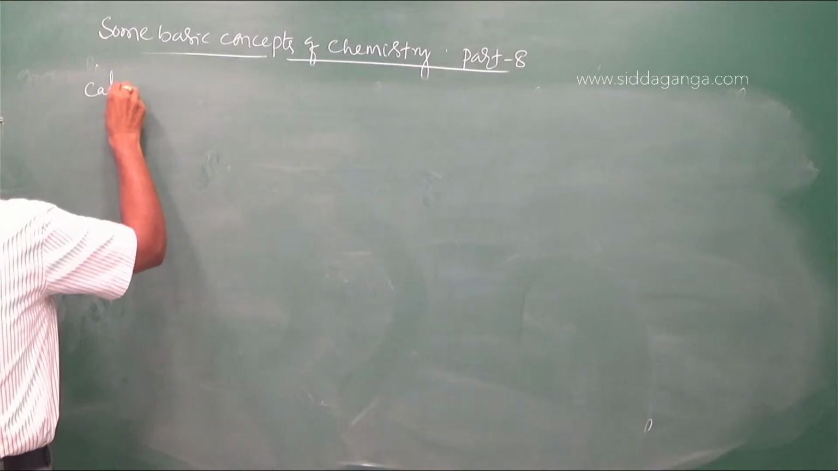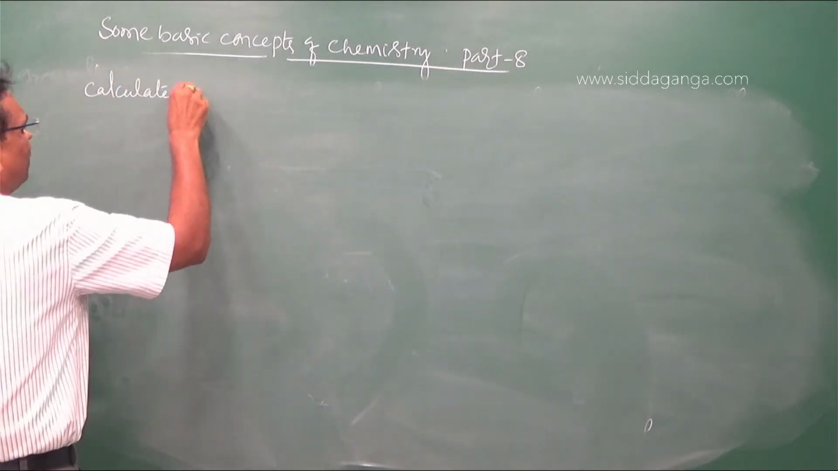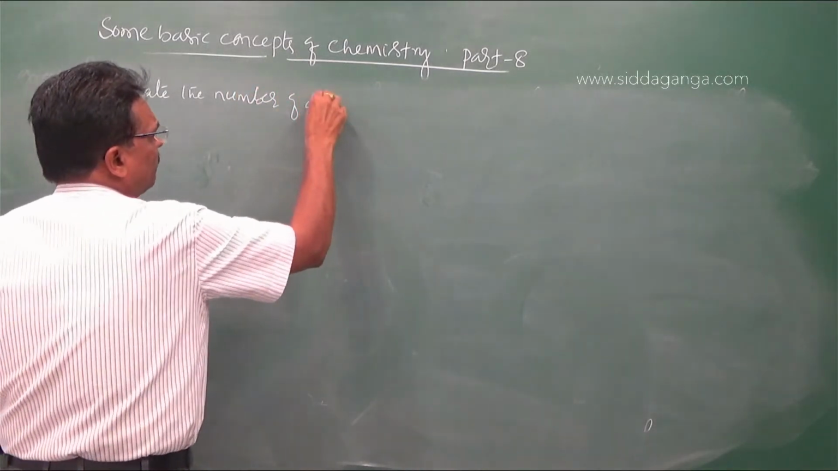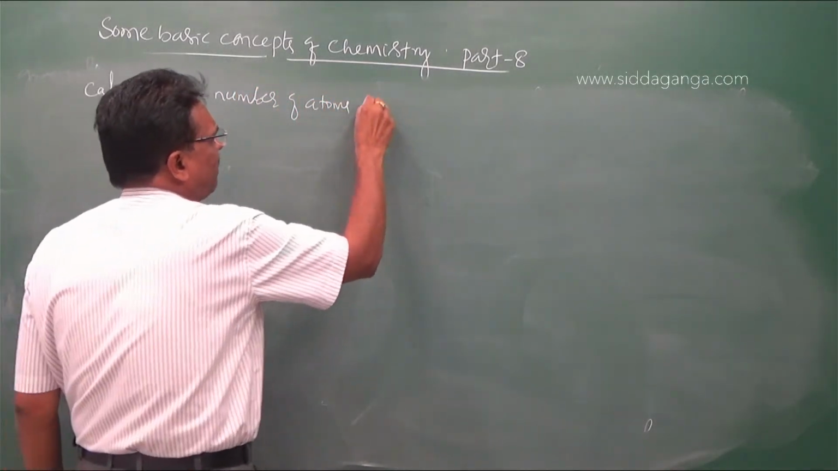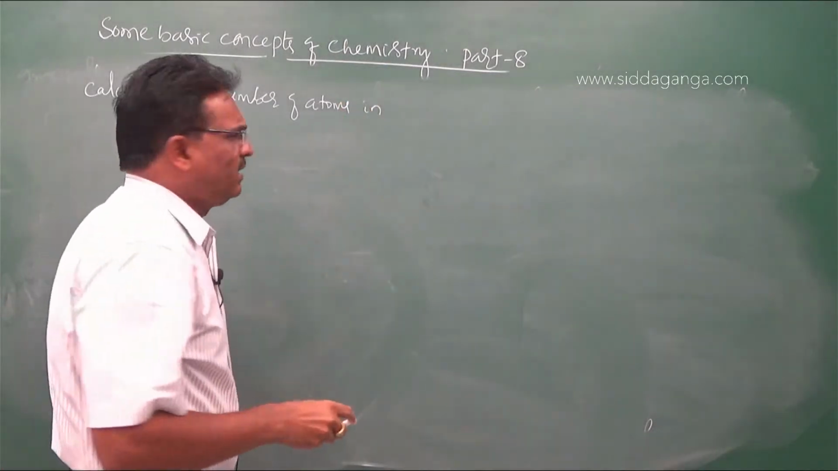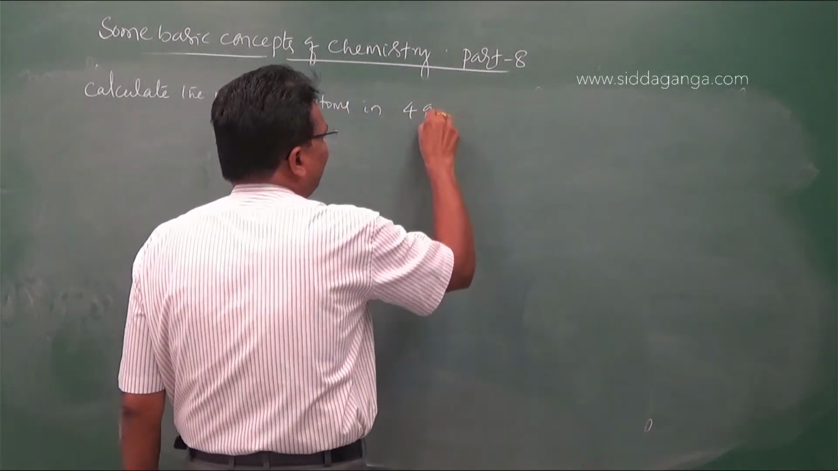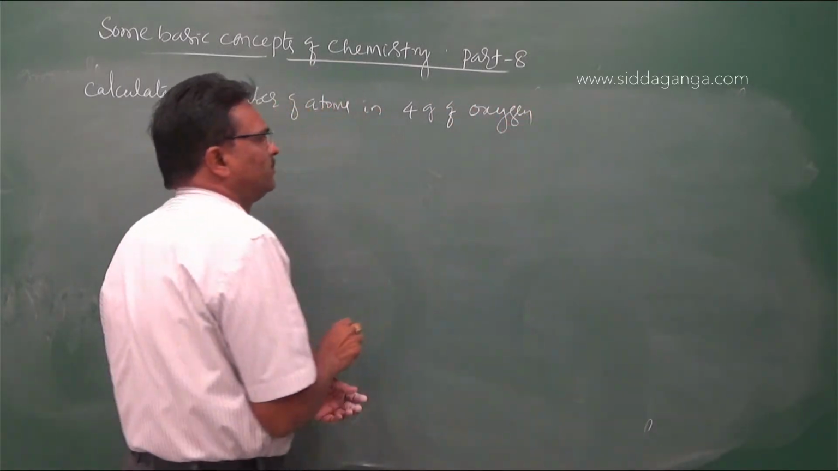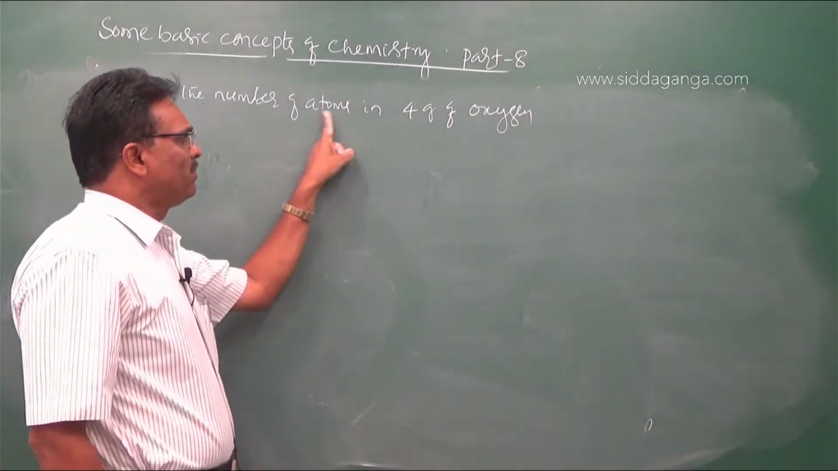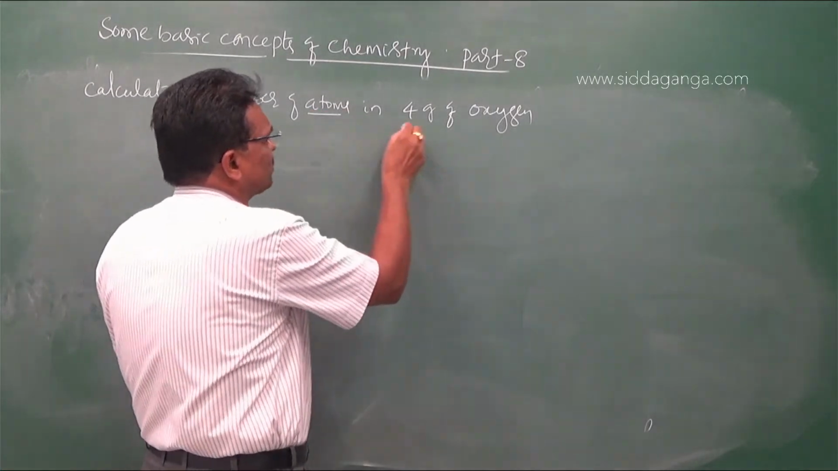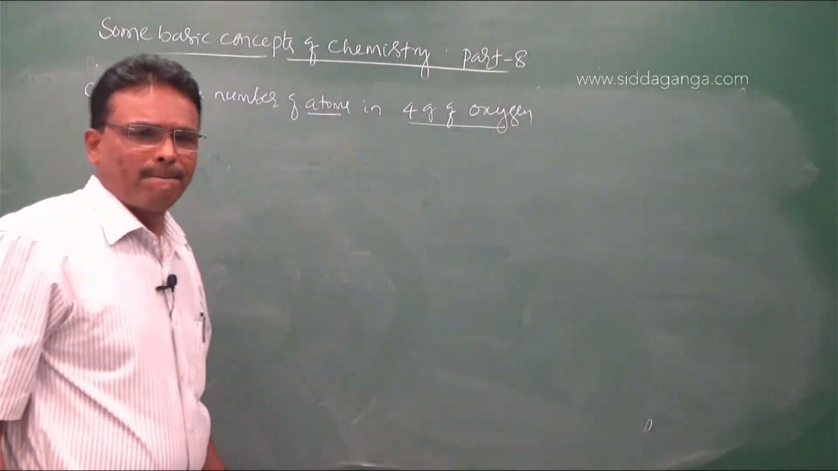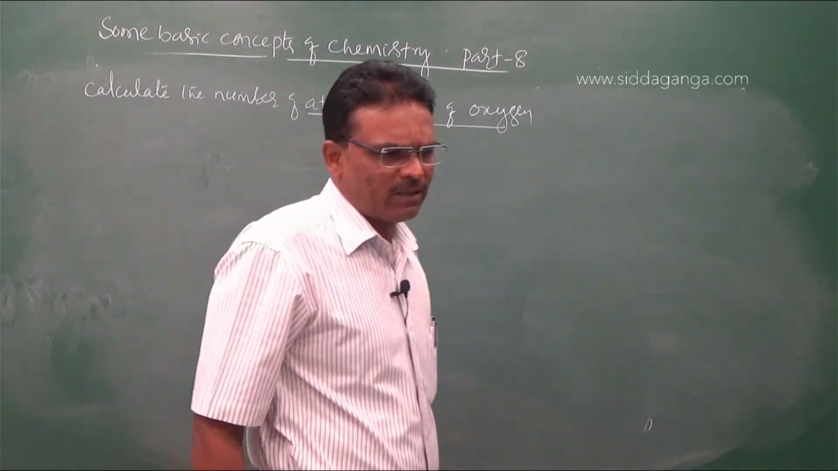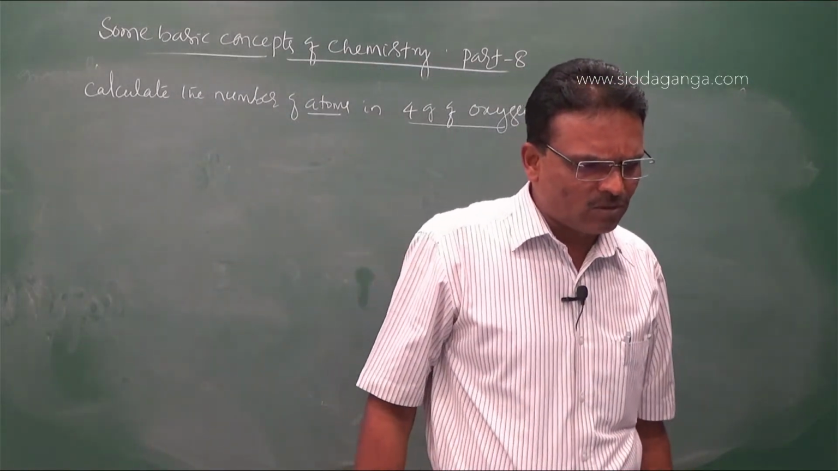Calculate the number of atoms in 4 gram of oxygen. So when it asks for atoms, take the atomic mass.